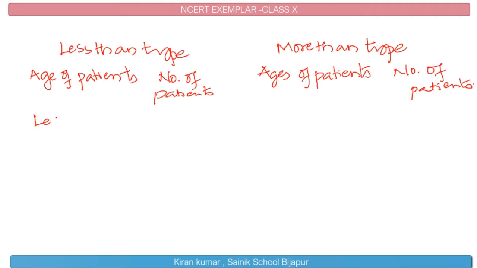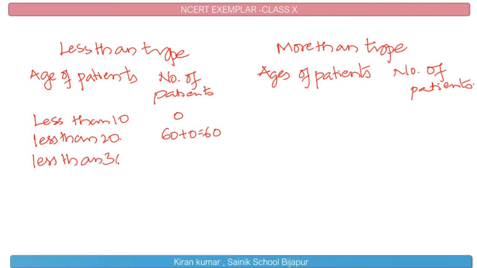Towards ages of patients, I'll start from less than 10. The number of patients are 0. Less than 20. The number of patients are 60 added to 0, it is 60. Less than 30. It will be 60 added to 42, 102.